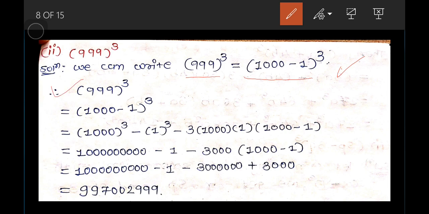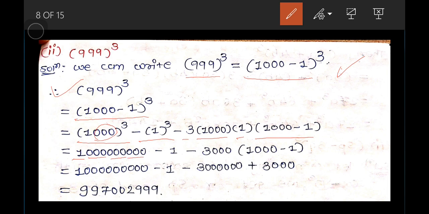So the cube of 999 is equal to (1000 - 1) cube. Here x is 1000 and y is 1. So 1000 cube - 1 cube - 3 into xy, that is 1000 into 1, and (x - y), that is 1000 - 1. The cube of 1000, we put 3 zeros three times, once, twice and thrice. The cube of 1 is 1.